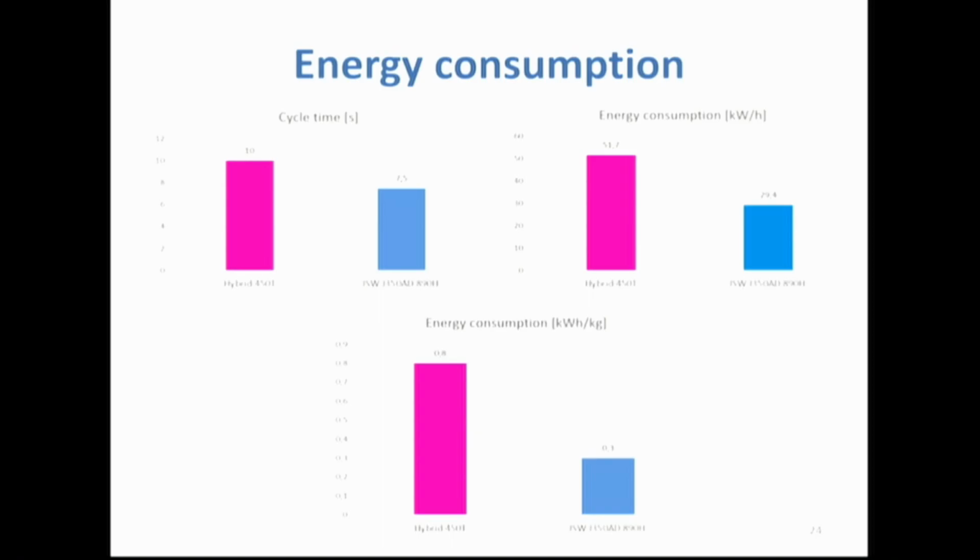So, the 450-ton hybrid machine is consuming almost 52 kilowatts per hour, compared to the JSW, which in the same time is consuming only 30 kilowatts per hour.